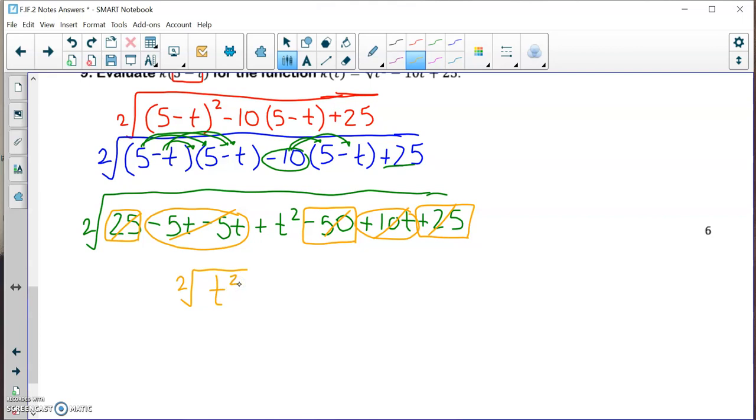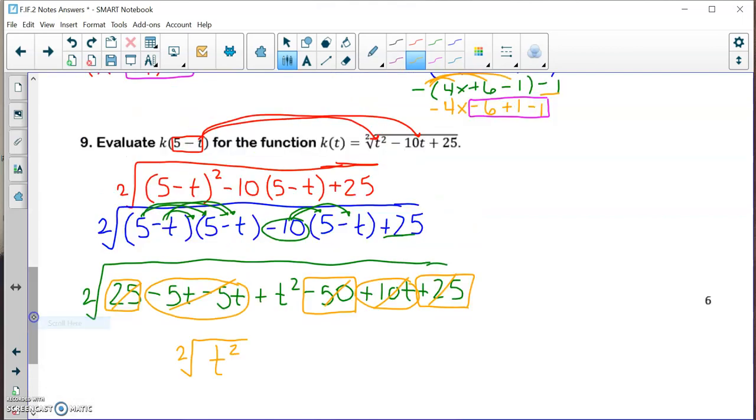The square root of a variable squared is just that variable. So your answer is just square root of t squared is t. And that is it. That brings us to the end of this lesson.